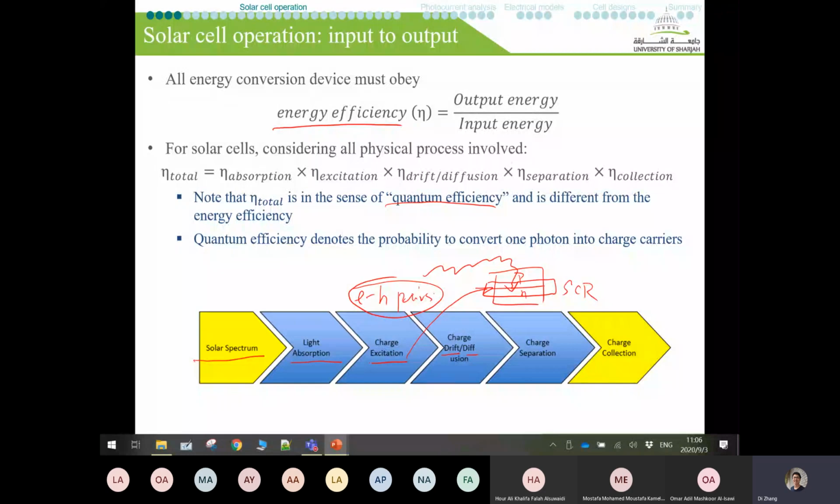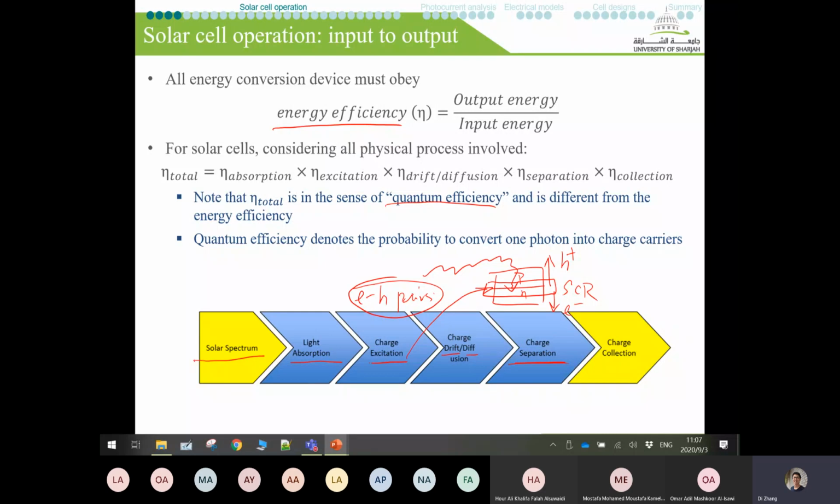If they successfully made it into the space charge region, then there is also the separation efficiency, because it's not going to be 100% efficient to separate the electron and hole pairs, since naturally they are attracted towards each other. But if we're able to separate them, then they become free charge carriers. Typically holes tend to move towards the p-type side, while electrons move towards the n-type side, because with the electric field they are automatically pushed towards opposite directions.